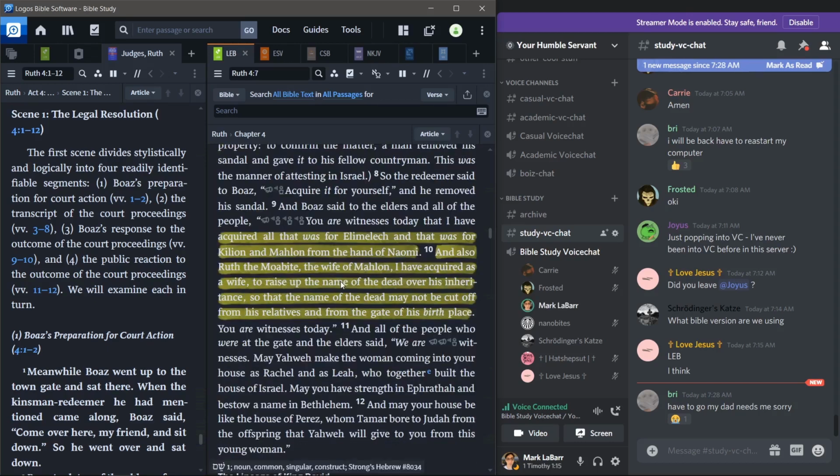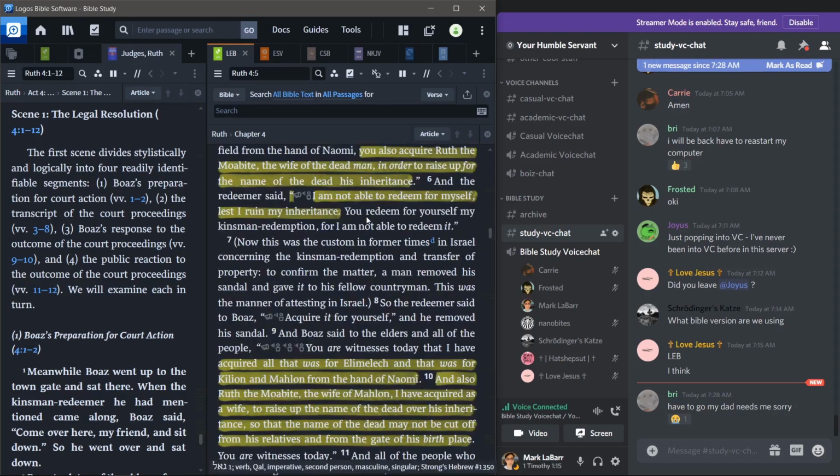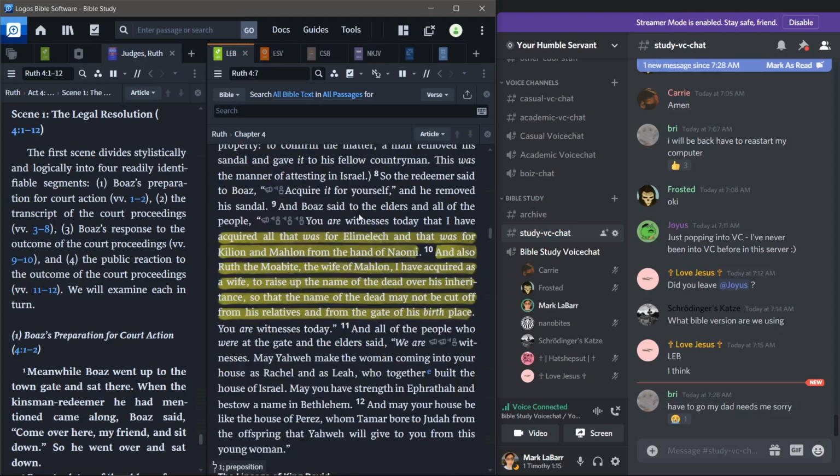So then, we get some parenthetical background information from the author. We see in verse 7, in the former times in Israel concerning the kinsman redemption and transfer of property, to confirm the matter, a man removed his sandal and gave it to his fellow countryman. This is some weird cultural thing that we might think of, but that's just how they did things back in the day. So that's pretty much chapter 4, at least that first part.